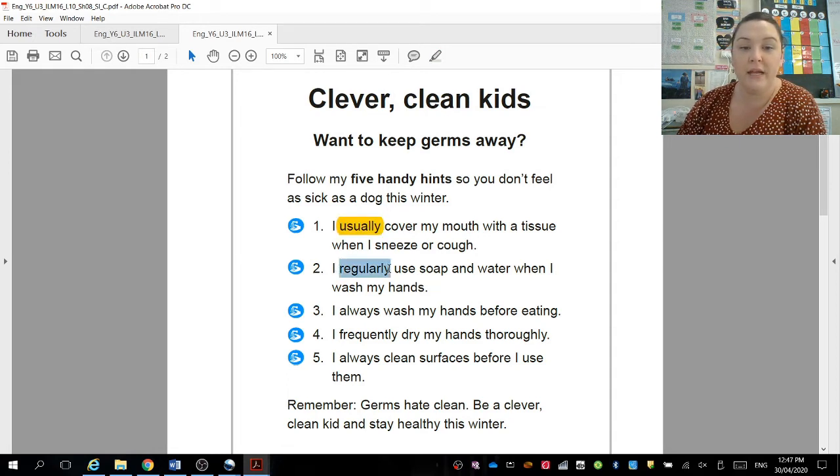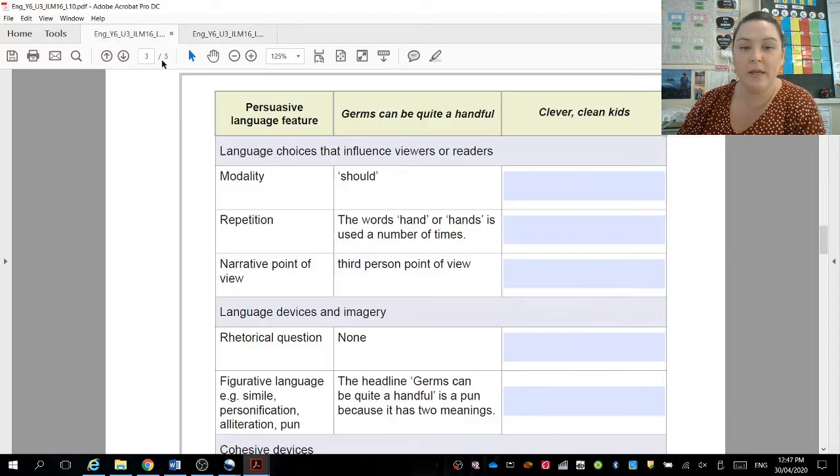I regularly is a degree of certainty. I always. I frequently. Always is used again. There you go. Done, done, done. Those words need to be copied into here. I'll give you a minute to do that really quickly. So the words usually, regularly, always, and frequently. Write those into the box.